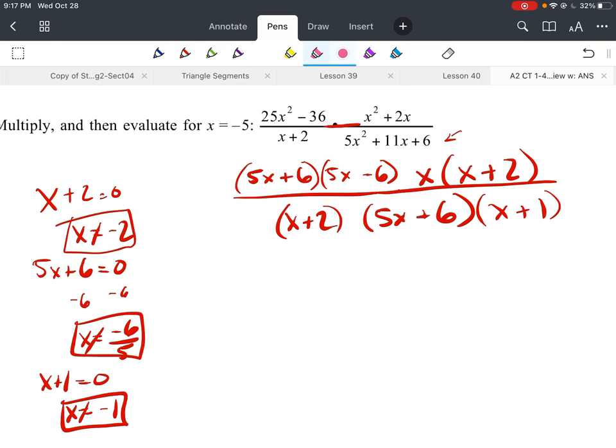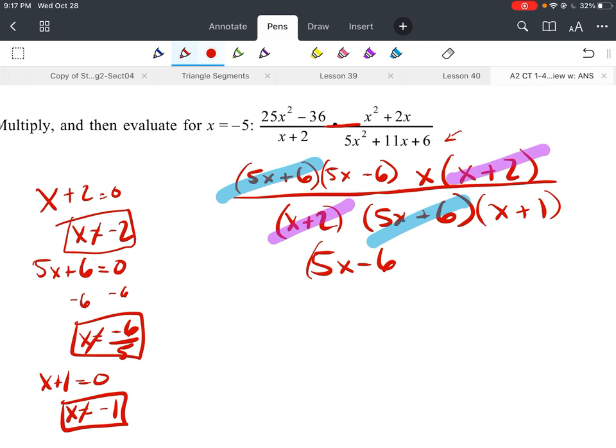Now let's get to canceling. Okay, this is fun when it all cancels out. So bam, bam, that was fun. Bam, bam, that was also fun. And now we're down to 5x minus 6 times x. I'll put the x out here in front. And all over x plus 1. Okay.